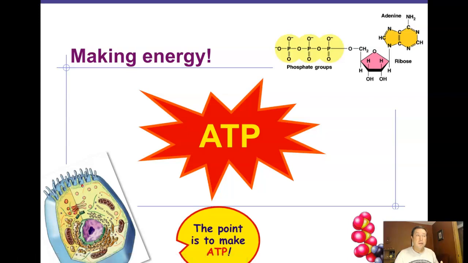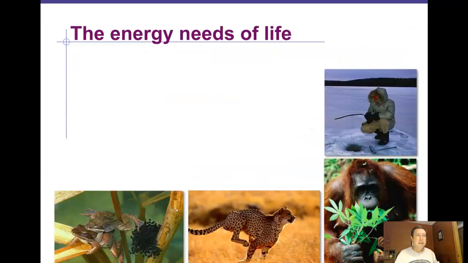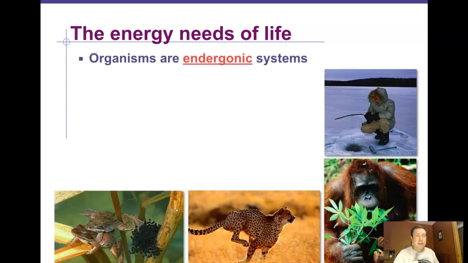Right, so today we're going to talk a little bit about making energy, ATP. Living things need energy to do the various things that living things need to do, like reproduce, to move, and things like that. So organisms are endergonic systems. They need energy. You have to input energy to keep them organized.